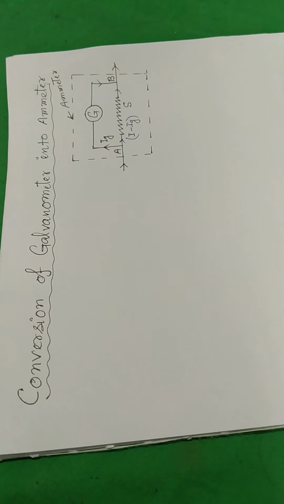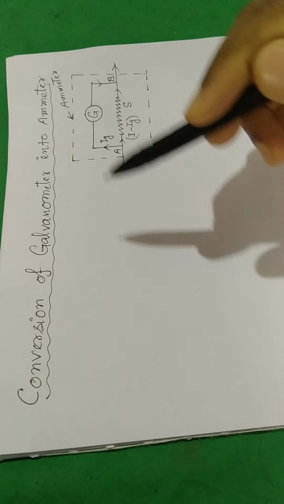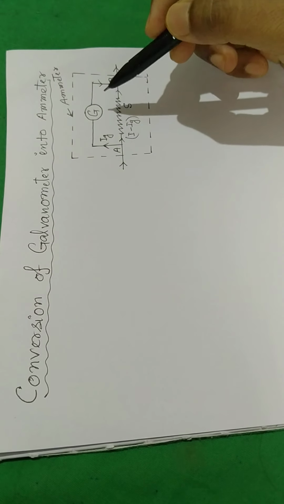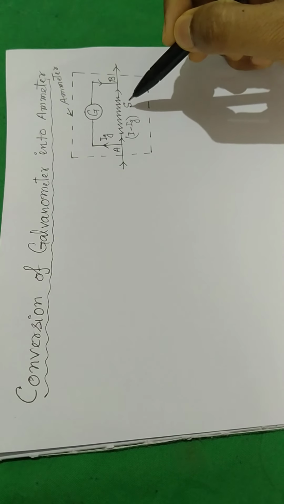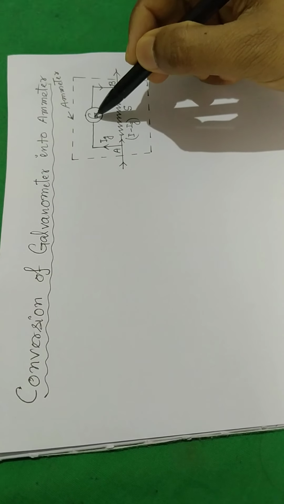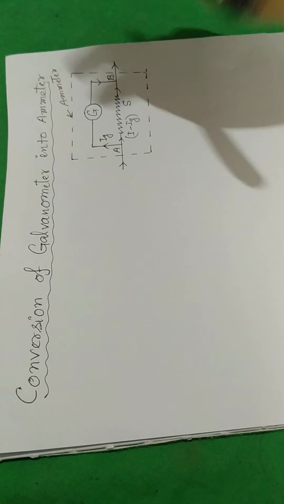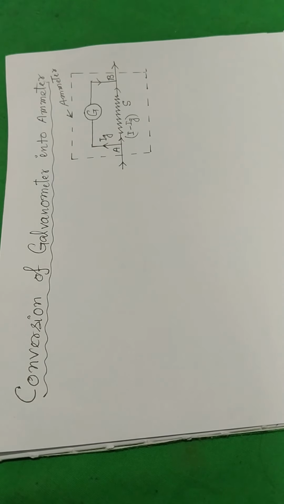What is an ammeter? An ammeter is an instrument used to measure electric current in an electric circuit. Now you see the diagram. When a small resistance called shunt is connected in parallel to the galvanometer G, it is called an ammeter. That is, a galvanometer can be converted into an ammeter by connecting a low resistance called shunt in parallel to the galvanometer.